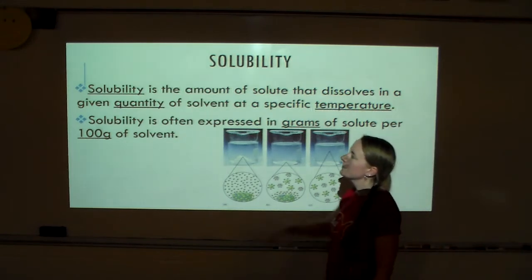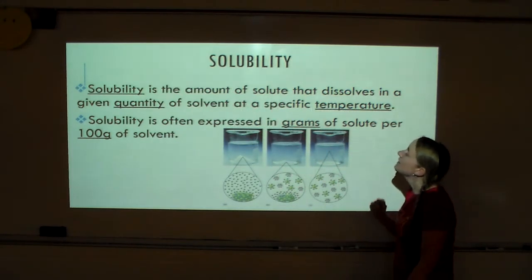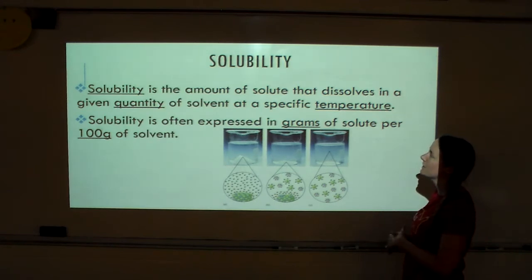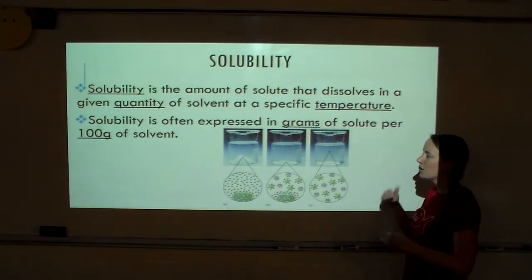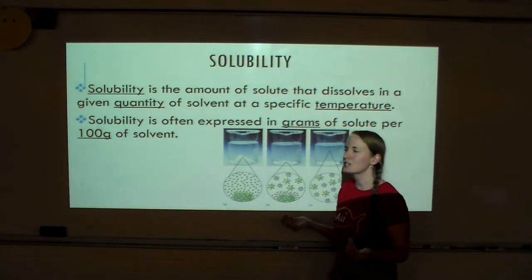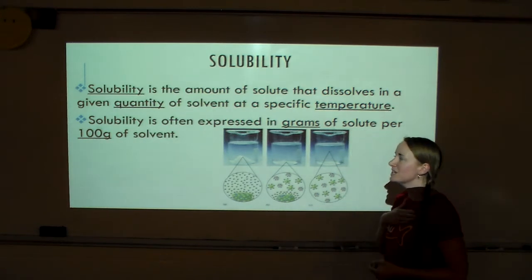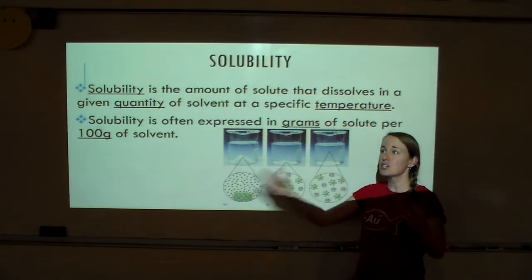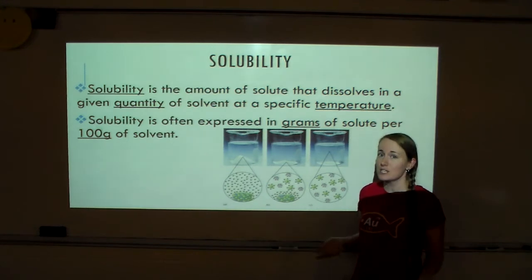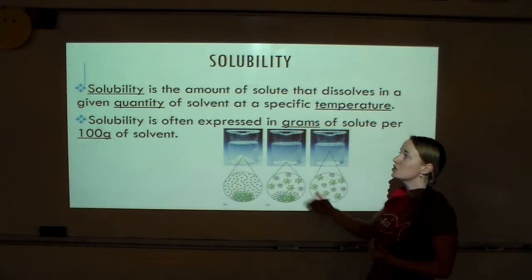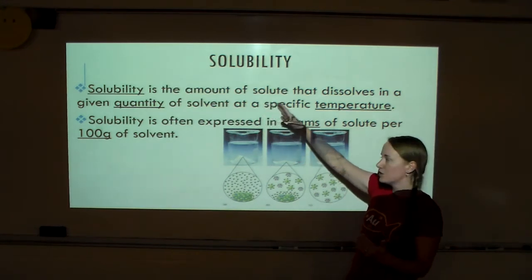So, solubility. Solubility is the amount of solute that dissolves in a given quantity of solvent at a specific temperature. Okay, y'all, you know this, especially with sugar and sweet tea. If you're like me, you want a little bit of tea with your sugar. You can't dissolve as much sugar as you want. Eventually, it's just going to settle at the bottom. You've reached the solubility, the maximum amount that will dissolve.